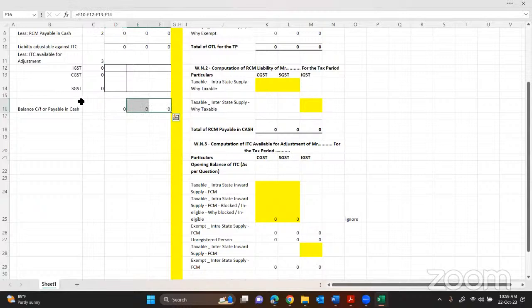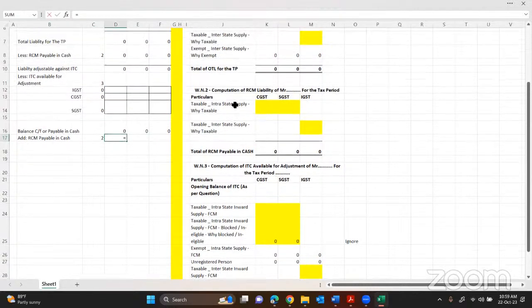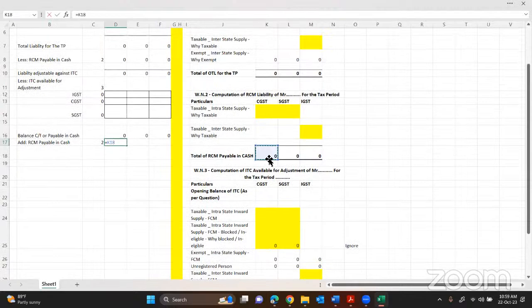Sir, is this the end of the discussion? No, my dear. This is the balance of output tax liability payable in cash. But what are we supposed to do, sir? We have to add RCM paid in cash, or RCM payable in cash. My dear brothers and sisters, refer to working note number 2. Why, sir, are we adding it again? Because we have paid it in cash. So we have to give a link for this, from the second working note.